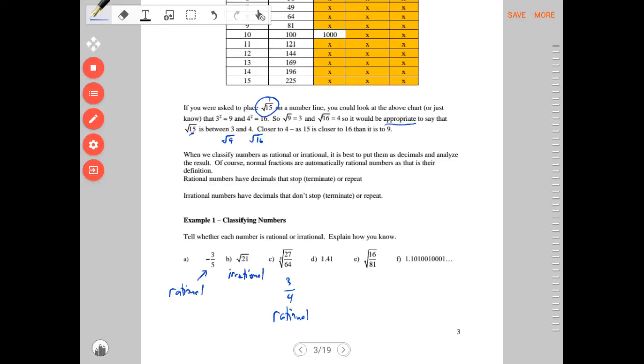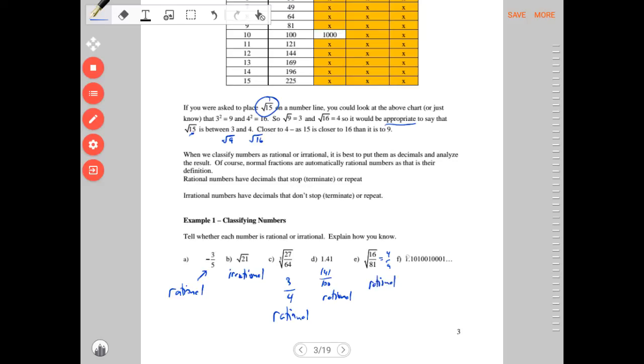Okay, 1.41. Hey, look, that's a decimal that stops. So this is like 141 over 100. Okay, totally a fraction. This is a rational number. Okay, square root of 16 over 81. Same with the cube roots. We just square root the top and square root the bottom. So 4 over 9. Hey, that one is rational.